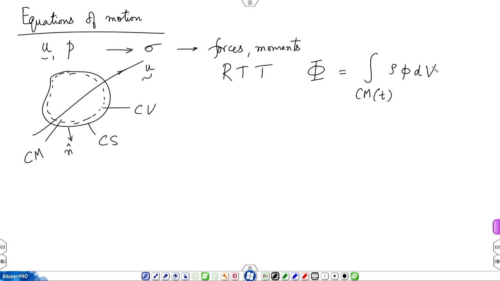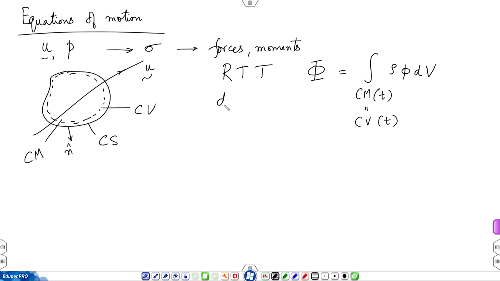So, this Cm is equal to Cv at the time instant t. So, the evaluation is really done with respect to Cv and Cs, but the definition of capital phi is with respect to the material contained in Cv called Cm, constant mass.